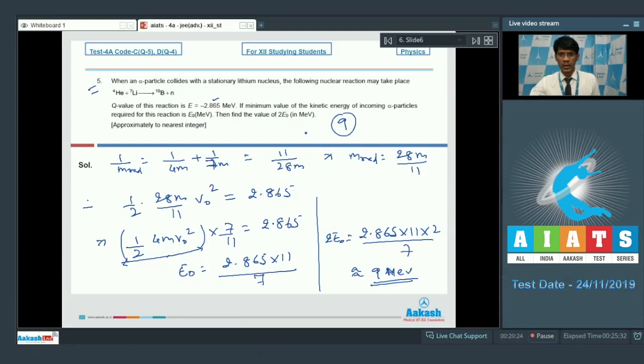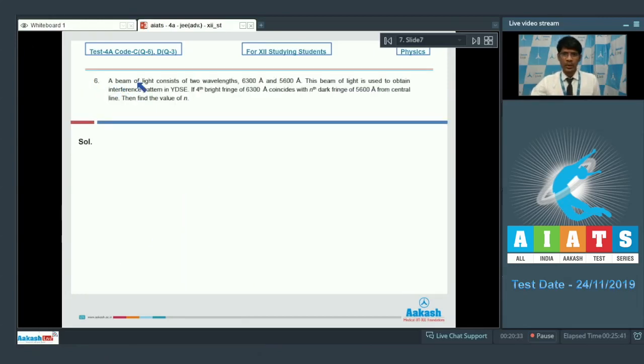Now we shall proceed to the next question, that is question number 6. Here in question number 6, a beam of light consists of two wavelengths, 6300 angstrom and 5600 angstrom. This beam of light is used to obtain the interference pattern in YDSE. If fourth bright fringe of 6300 angstrom coincides with nth dark fringe of 5600 angstrom from central line, then find the value of n.